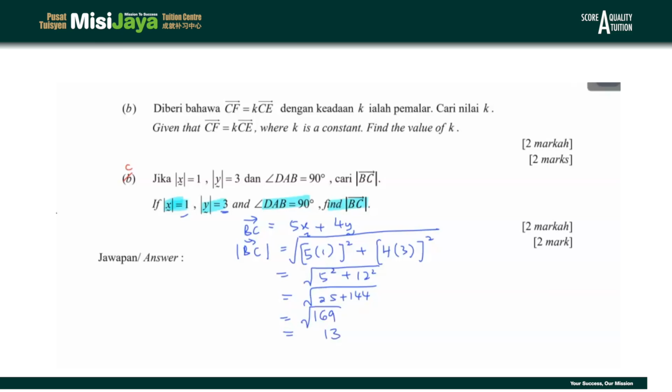That's the answer. There are 2 marks for this question. Where do we get the 2 marks? This step is 1 mark, and the final answer is 1 mark. So that's 2 marks.